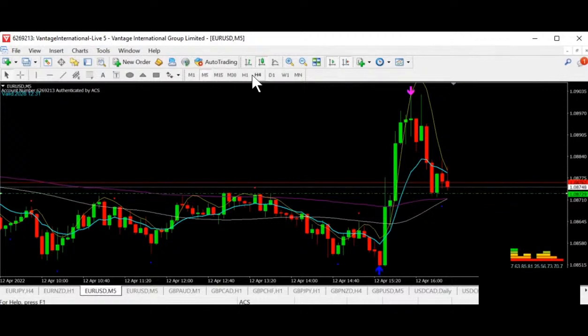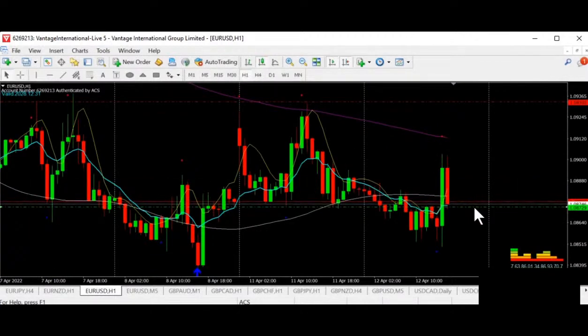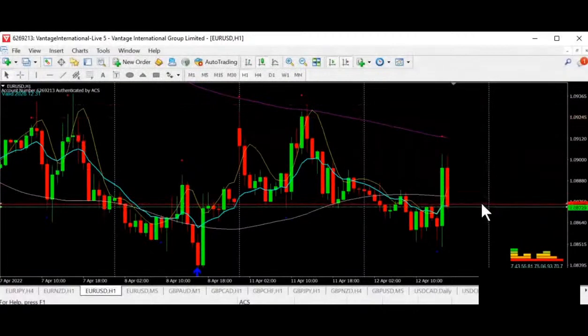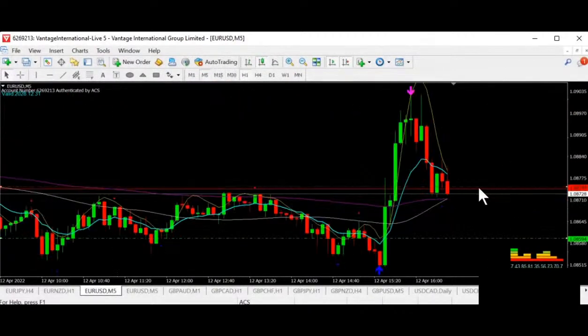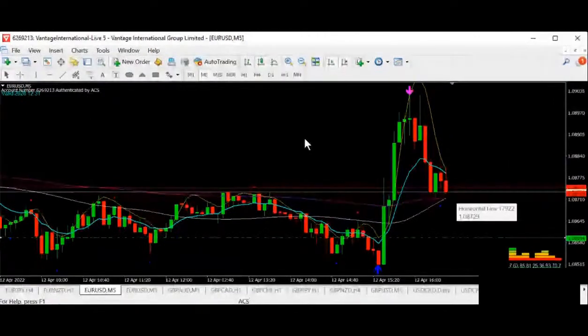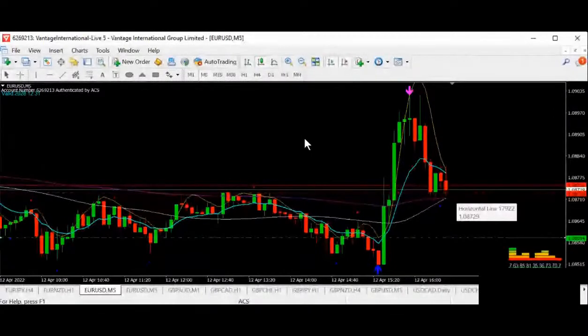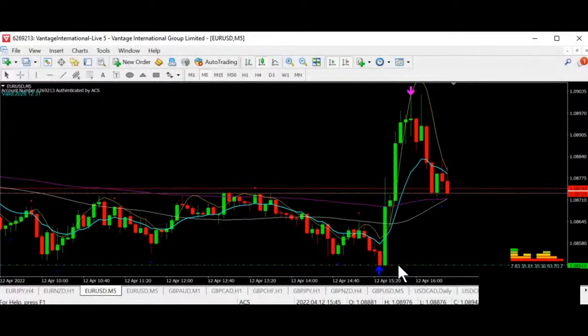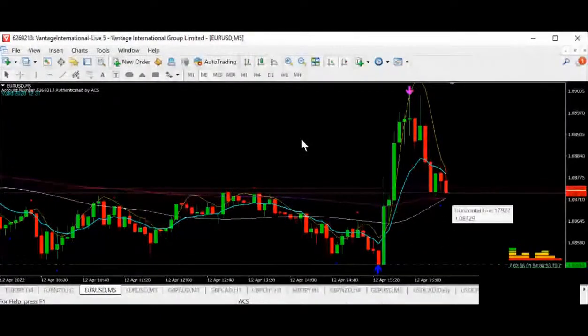So once again, let's check. Let me get another line down here. This is the line here. Can you see? Okay, so now this is a support area. So over here, 20 pips. Let's see how it goes with 20 pips.